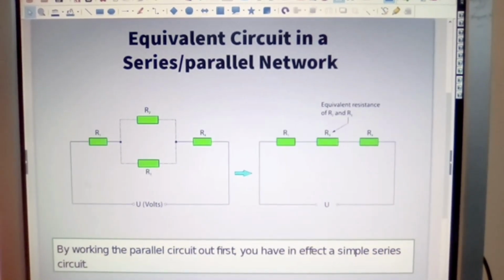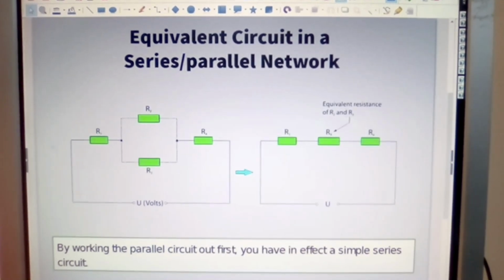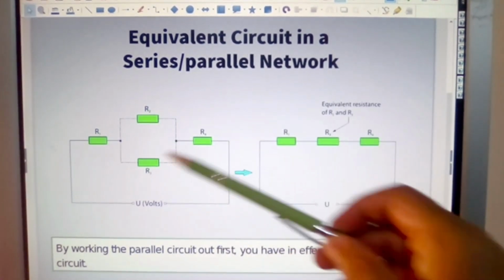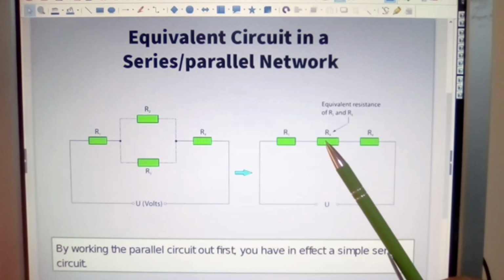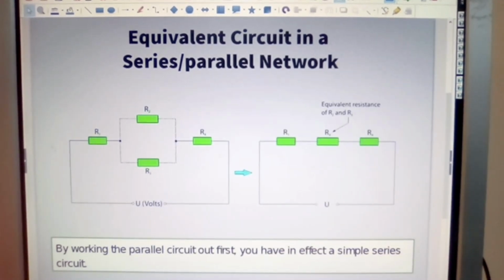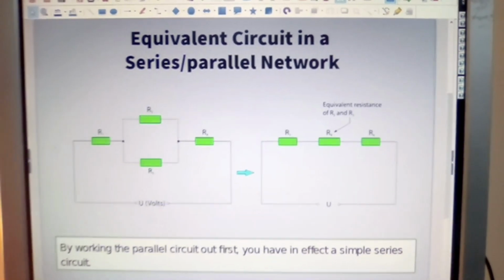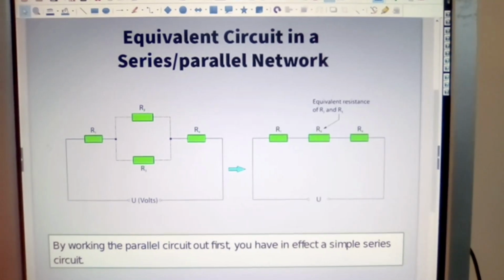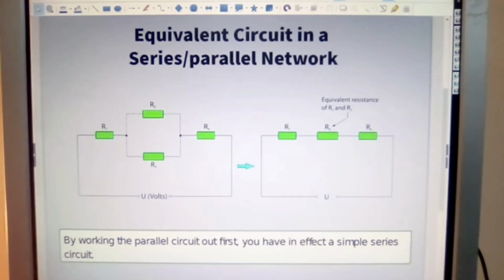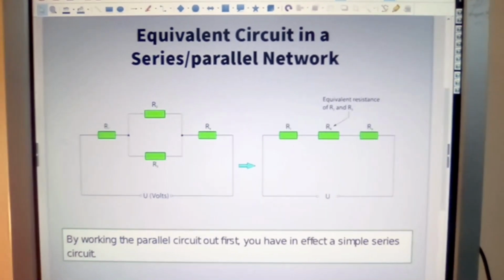Equivalent circuit in a series parallel network. Okay, so here you have this circuit here becomes this circuit here. Okay, so be aware of that, and that is something you must be able to do by hand. And if you don't understand it, write it out, put pen to paper. Pen to paper, okay?